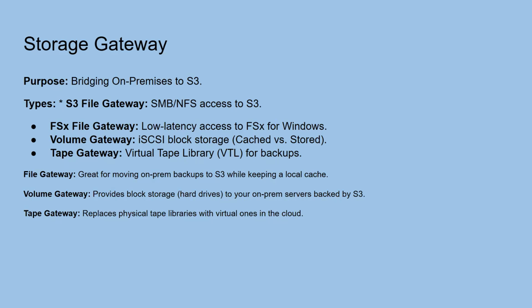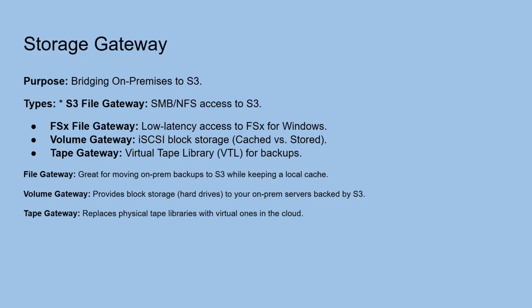Volume Gateway is block storage, cached versus stored. And then Tape Gateway is a virtual tape library for backups. So again, File Gateway is great for moving on-prem backups to S3 while keeping a local cache. Volume Gateway provides block storage to your on-prem servers backed by S3. Tape Gateway replaces physical tape libraries with virtual ones in the cloud. So I want you to think of Tape Gateway as replacing your physical backup tapes with virtual tapes in AWS.